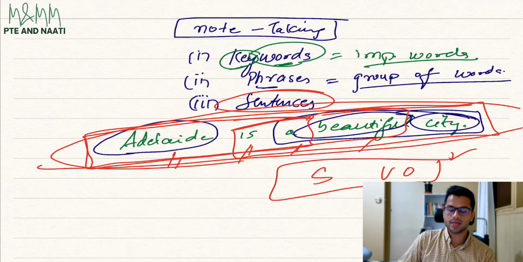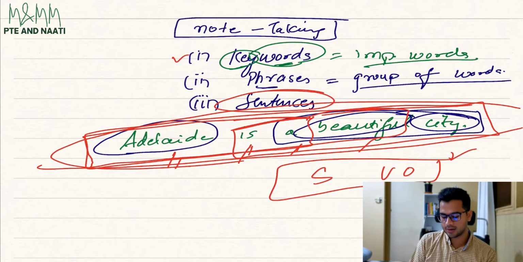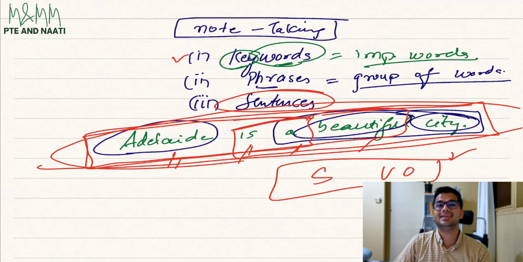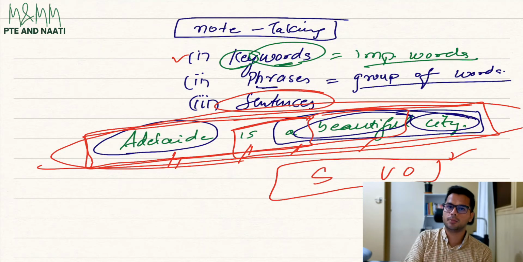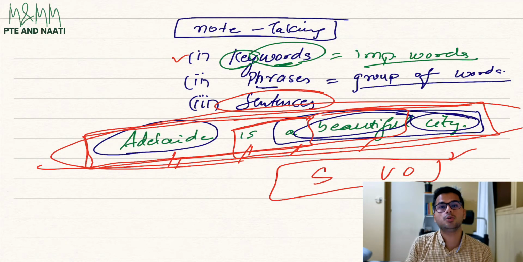Now, if you look carefully, out of the given 3, definitely keywords is going to be the easiest way of taking notes, because it's only single words that we are grabbing out of the sentence. But the problem here is keywords do not work in the exam. I'll repeat myself with proper confidence. Keywords do not work in the exam.